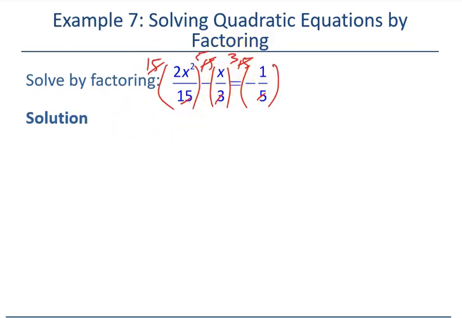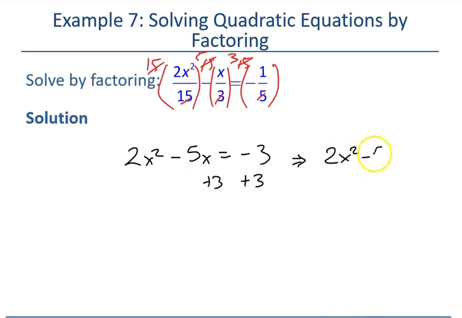Now I can rewrite. I have 2x squared minus, here I had the 5, so 5x, all equal to negative 3. Remember, this is not in standard form yet, so we need to take this 3 and move it over to the other side, because we want this equal to 0. So we have 2x squared minus 5x plus 3 equal to 0. Straightforward.